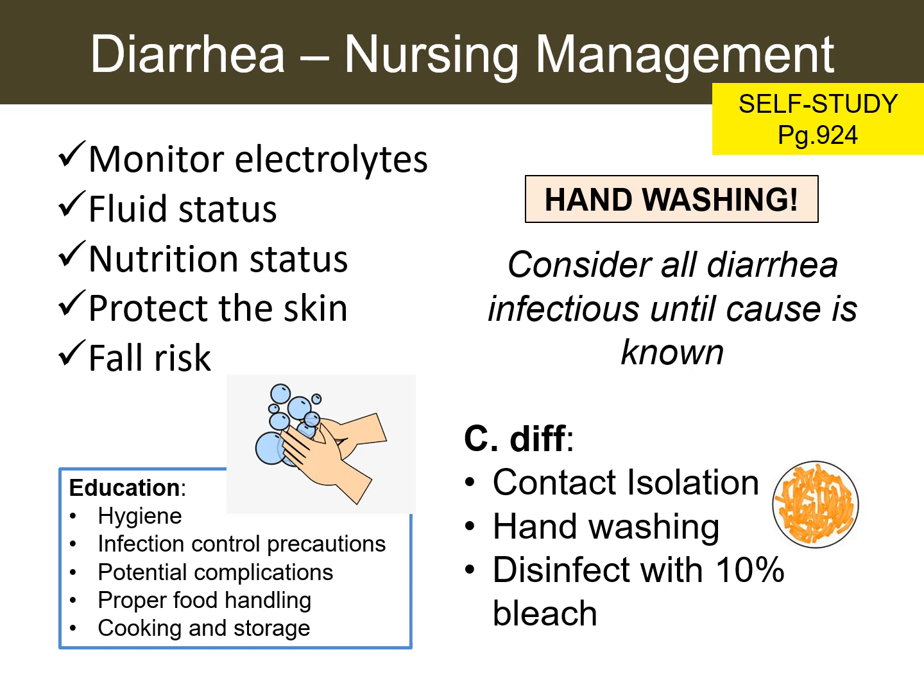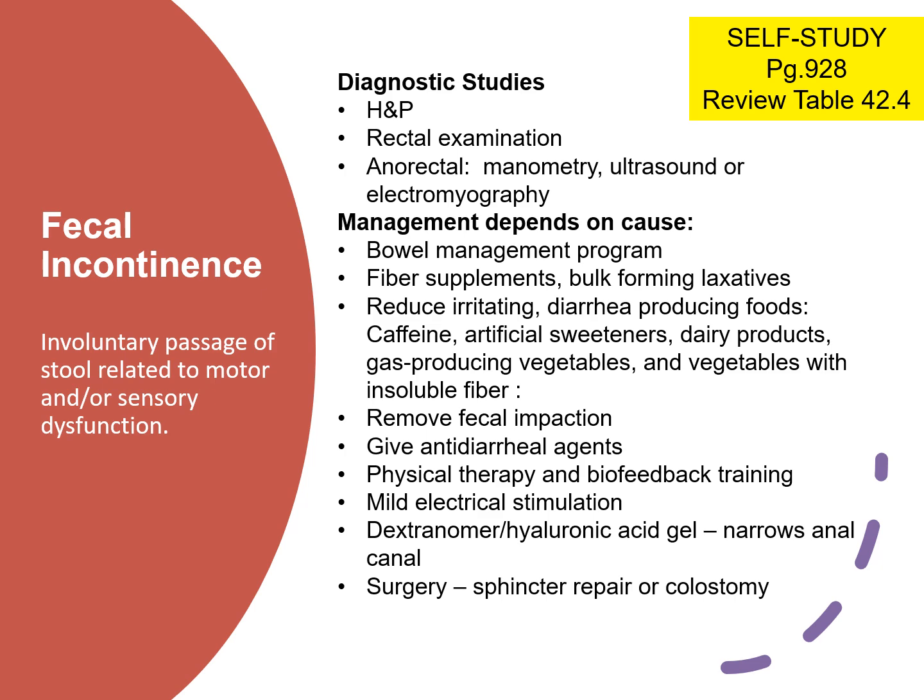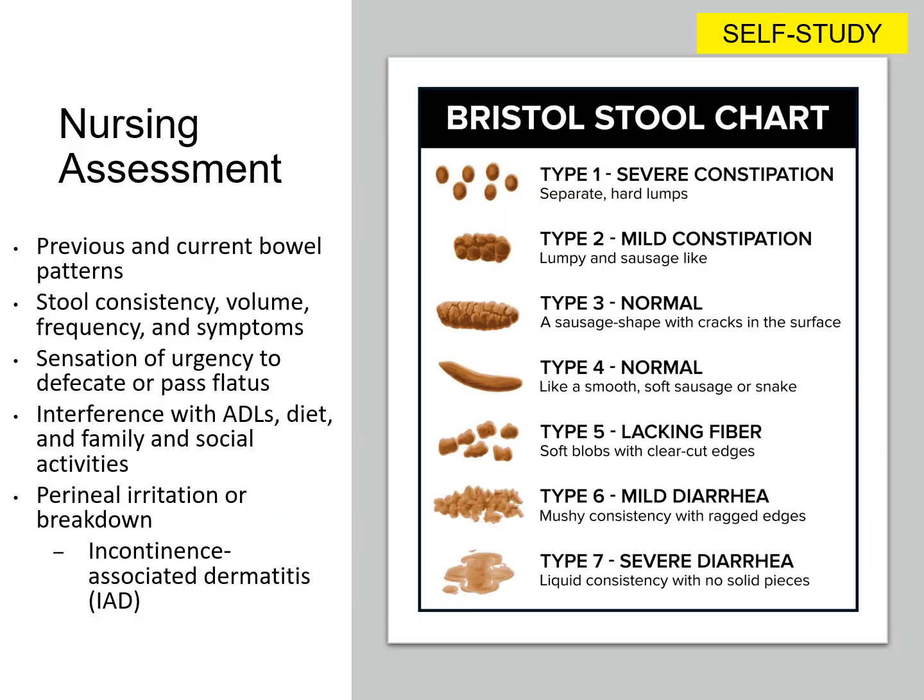Hand washing, infection control precautions. We want to make sure we wash our hands when it's C. diff, okay? Using hand sanitizer will not get the C. diff off your hands. Make sure you wash with soap and water. Okay, fecal incontinence, read about that in your textbook, please.